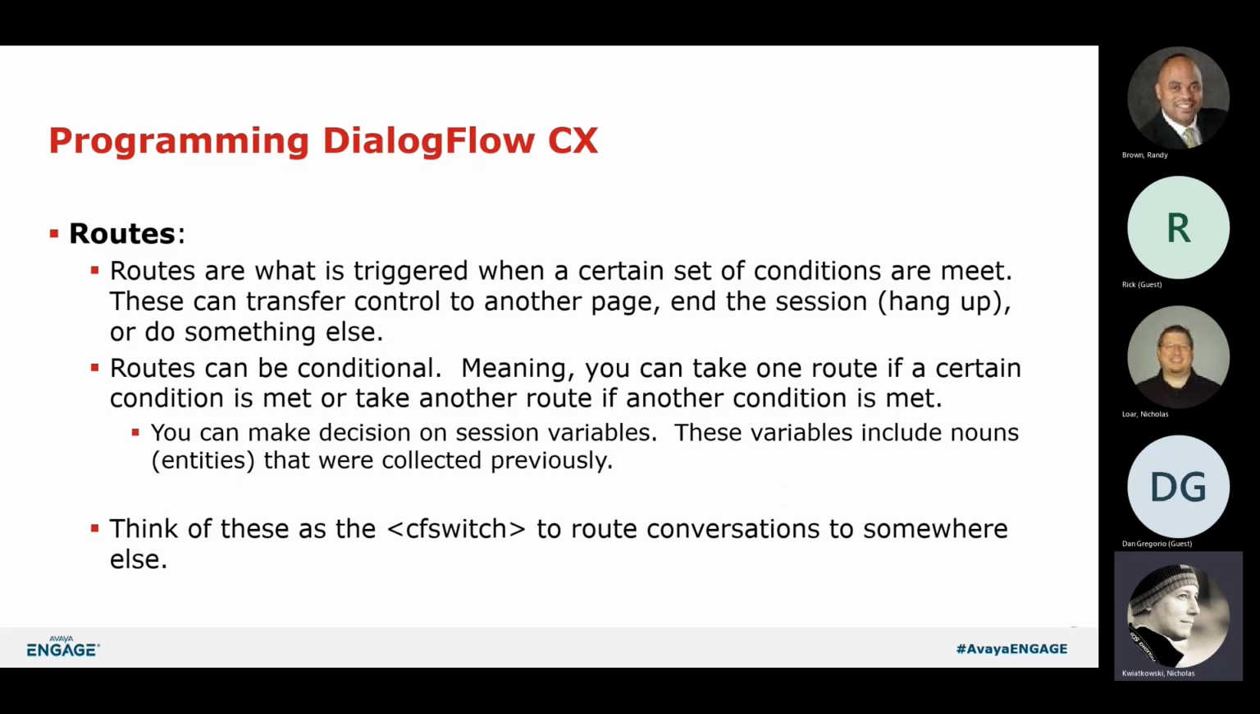Now, a route could very easily also be transferred to a live agent and provide them all the information that this person has said. A route could also be, like I said, sending it to a webhook where you write to a database. A route can be a bunch of different things, but essentially it's a transition to somewhere else. Think of routes really as a CF switch or something like that, because you can have a whole bunch of conditions and then have it go different places based on that.